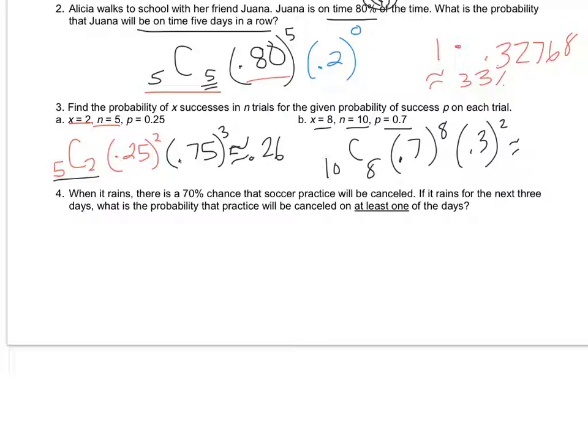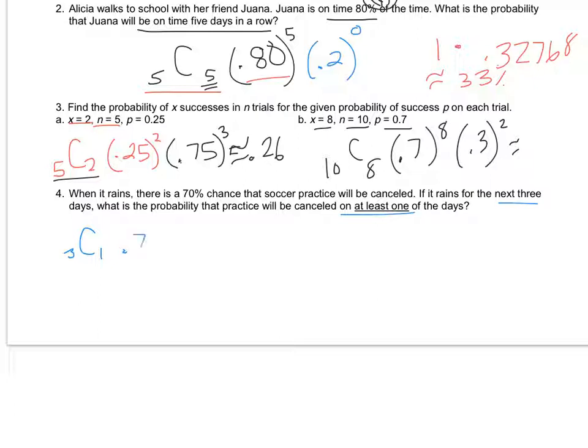Okay, number 4, when it rains, there is a 70% chance that soccer practice will be canceled. If it rains for the next 3 days, what is the probability the practice will be canceled at least one of the days? So the tricky words here, and it's underlined, are at least one. So we have to look at the probability of 1, 2, and 3 days of it being canceled. So I'm going to do it a longer way, and then I could show you maybe a shorter way. So we have 3 days. So it's going to be 3 choose 1, because it's canceled at least one day.